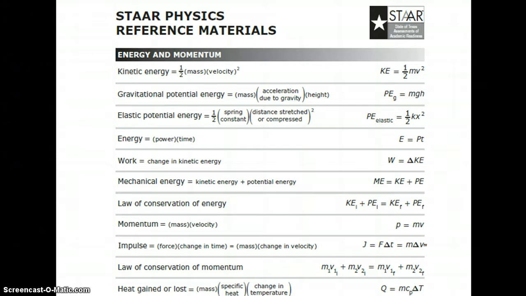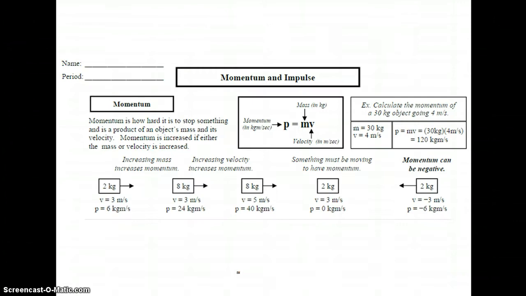You don't have to memorize momentum. If you look at your formula charts, we have it right here: momentum is mass times velocity. In a little bit here, we're going to talk about impulse and even the law of conservation of momentum. So don't worry about trying to memorize these, just know how to use them when you see them.